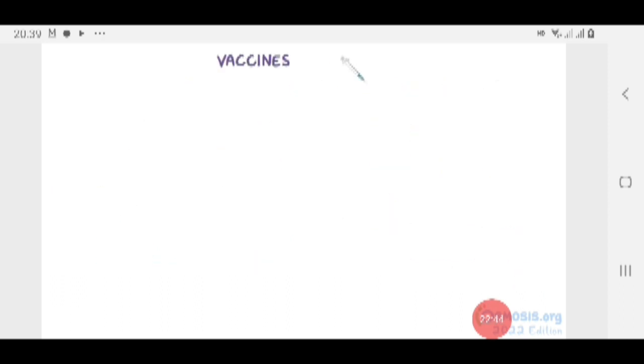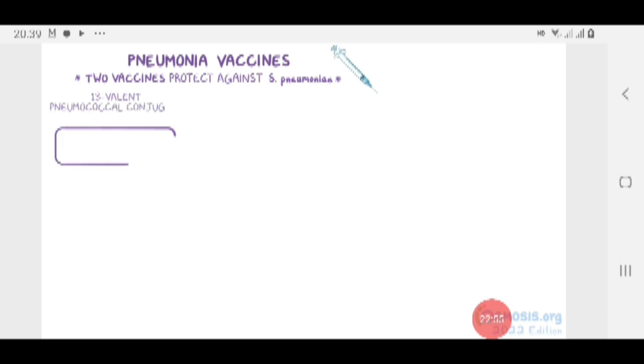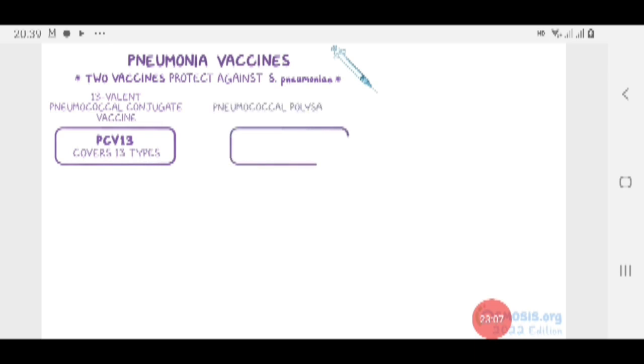Fortunately, there are vaccines that can help prevent pneumonia. There are 2 pneumococcal vaccines, which protect against Streptococcus pneumoniae. There's 13-valent pneumococcal conjugate vaccine, or PCV13, which covers 13 different types of Streptococcus pneumoniae. And the pneumococcal polysaccharide vaccine, or PPSV23, which covers 23 different types. Any adult 65 years or older should be given the PCV13 vaccine, followed by the PPSV23 vaccine 6 to 12 months later.